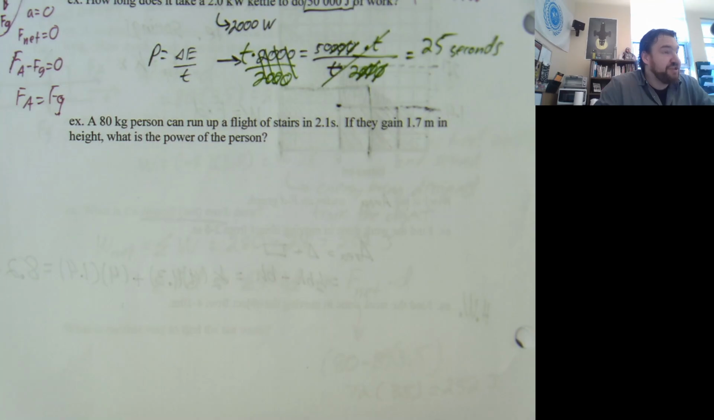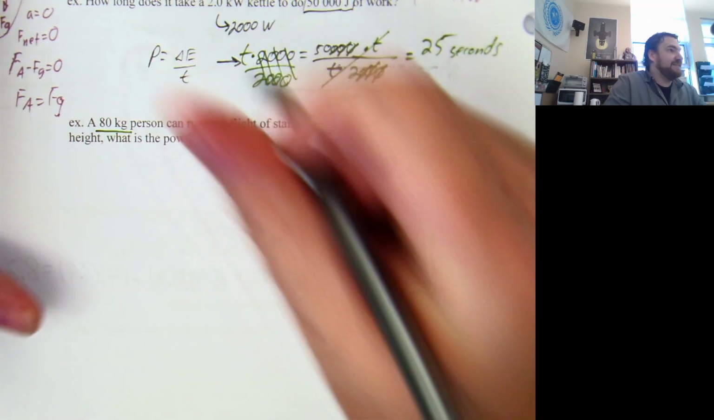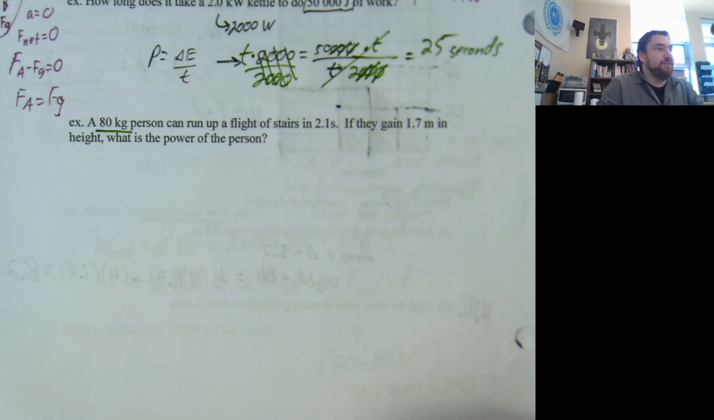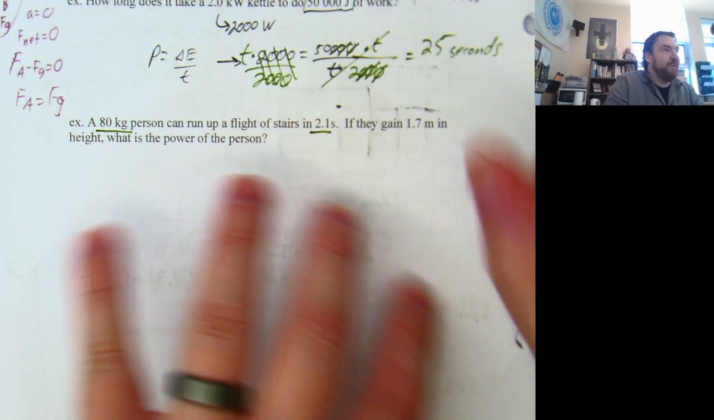That last one, and this is what you're going to do now. After I do this example, we're going to get ready, and you guys are going to go out and you're going to run some stairs. An 80 kilogram person, you need to figure out what your mass is. I have 2 scales that we can use to do this. An 80 kilogram person can run up a flight of stairs in 2.1 seconds.